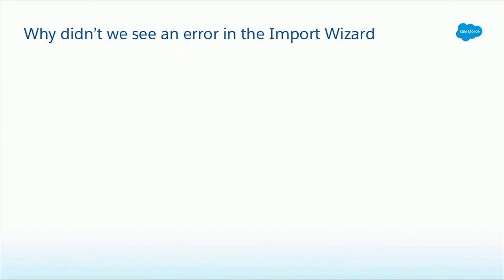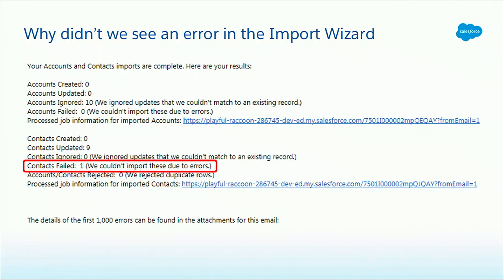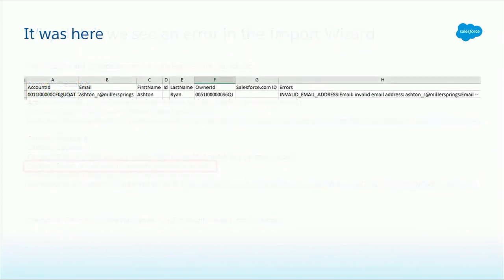So the question you might be asking, hopefully, is why didn't we see that error? Well, we actually did, but we need to dive deeper into the log that says we created 10 accounts, but we only created 9 contacts. And we couldn't import these due to an error, and here's the error. So the lesson is you have to look carefully and you have to check your work to see that your import's complete and that it completed correctly.